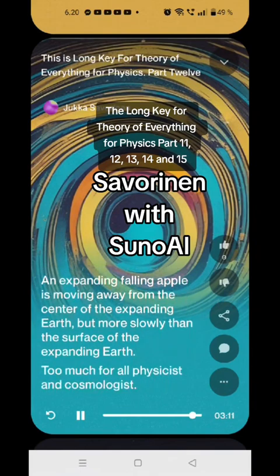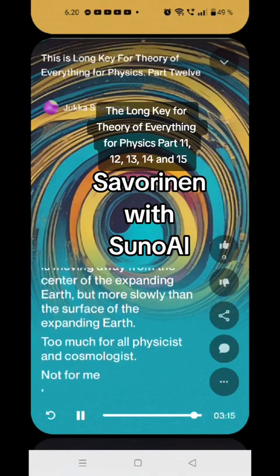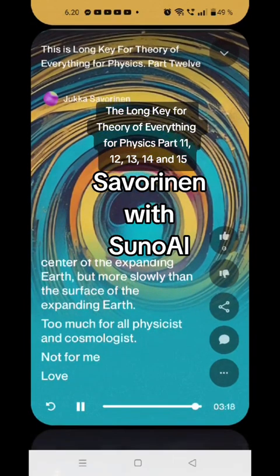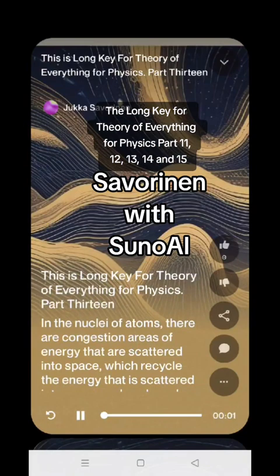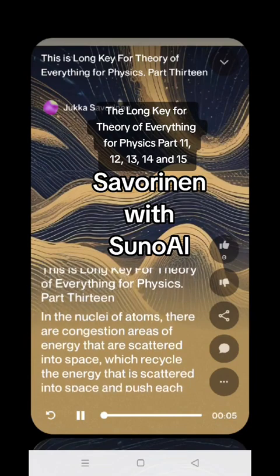An expanding falling apple is moving away from the center of the expanding Earth, but more slowly than the surface of the expanding Earth. Too much for all physicists and cosmologists, not for me. This belongs to the very connected forbidden fruit.